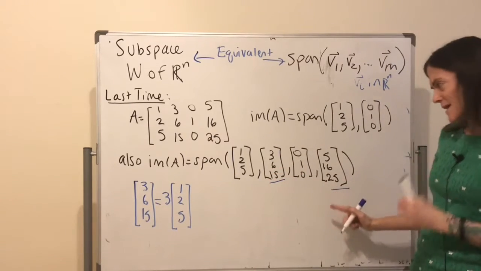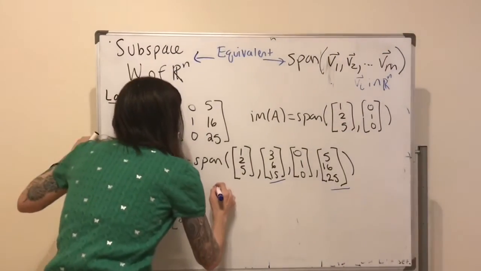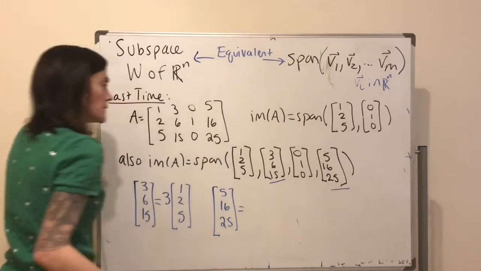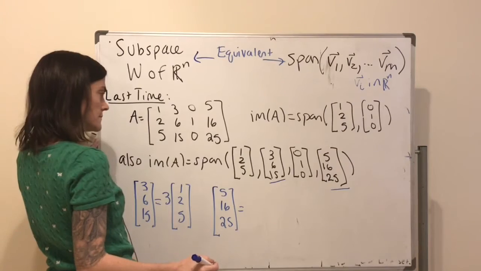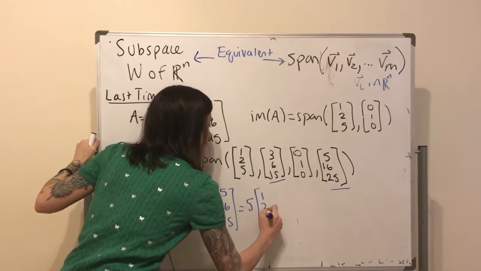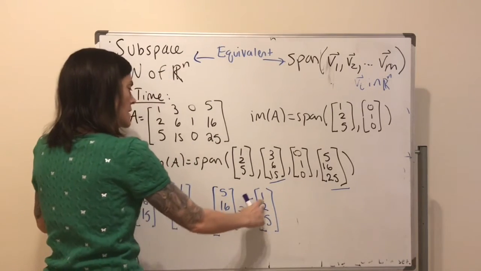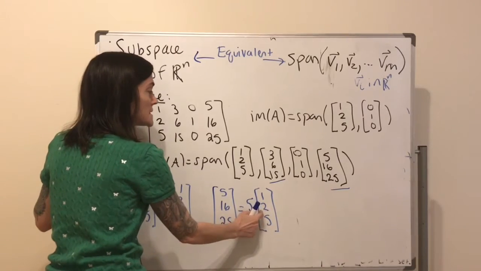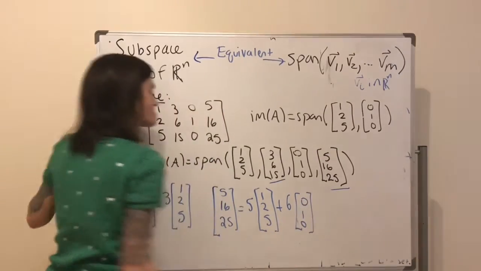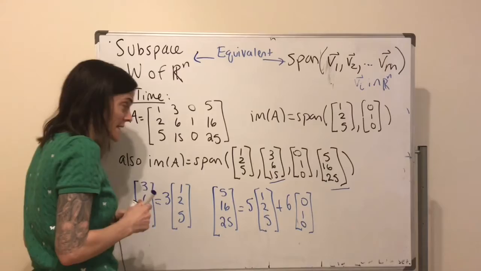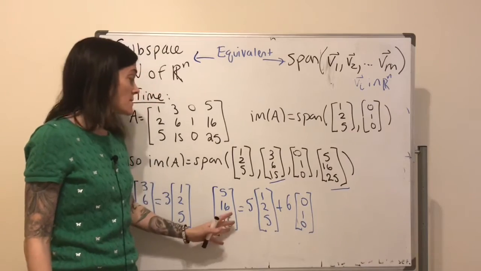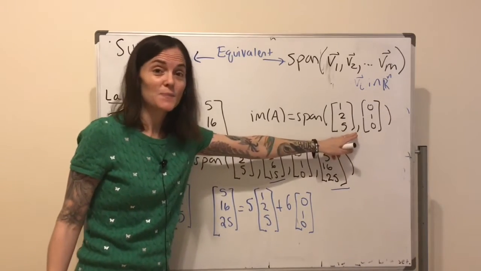Right? Now what about this one? This other one, 5, 16, 25. Well, I see 0 here, so it's going to have to be 5 times the first one. And this gives me 5. It gives me 25, but it only gives me 10 here. So then I can just add 6 times this one. And you see this fourth vector is a linear combination of these two. So this fourth vector is also in this span, okay?